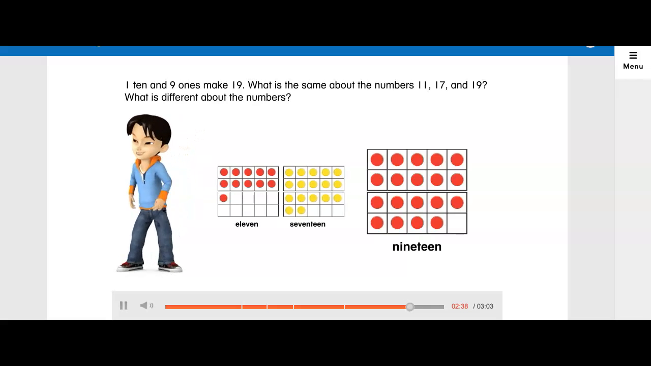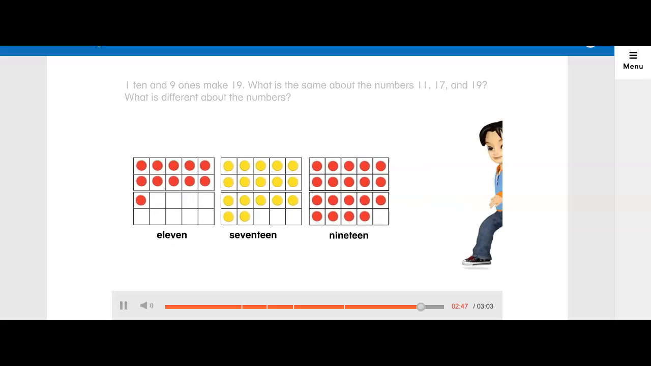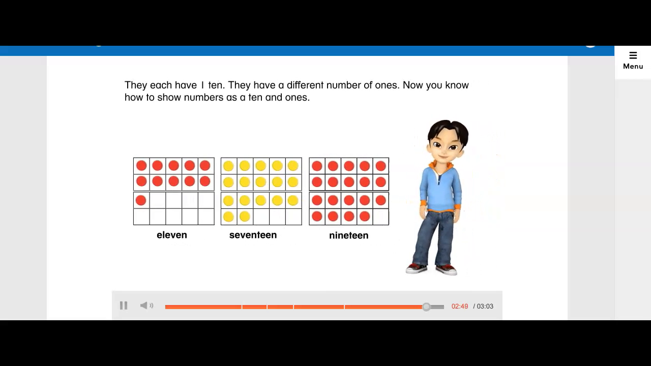What is the same about the numbers 11, 17, and 19? What is different about the numbers? They each have 1 10. They have a different number of ones. Now you know how to show numbers as a 10 and ones. Great job!